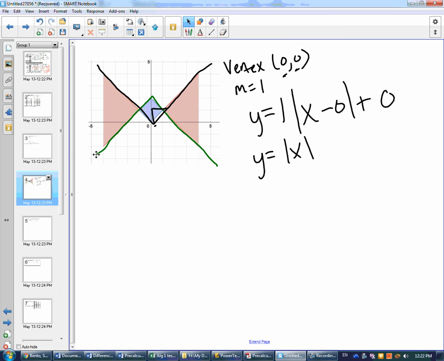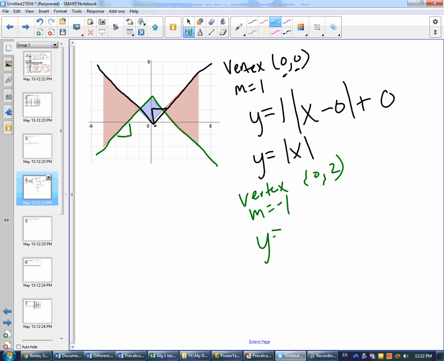And then in green, the vertex is at 0, 2. And it opens down with a slope of negative 1. So that equation will be the negative 1 absolute value of x. This is really a minus 0 inside the absolute value sign, but x minus 0 is still x. So those are the two equations.